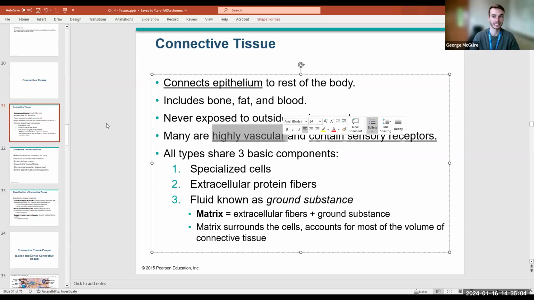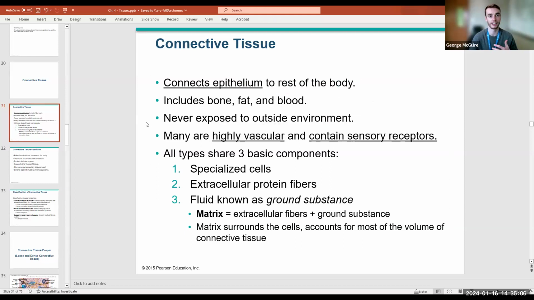They're commonly highly vascular, so whereas the epithelium didn't have any supplies directly from the circulatory system, the connective tissue does. And so the nutrients that get to the epithelium are going to diffuse from the connective tissue to the epithelium. And they also contain sensory receptors. So when you are feeling the things under your skin, you're feeling that through the connective tissue that is underlying the stratified squamous epithelium, which is making up those layers of actual skin cells.